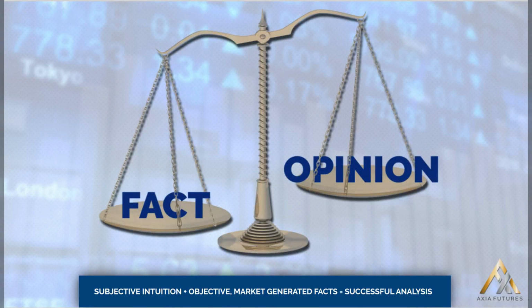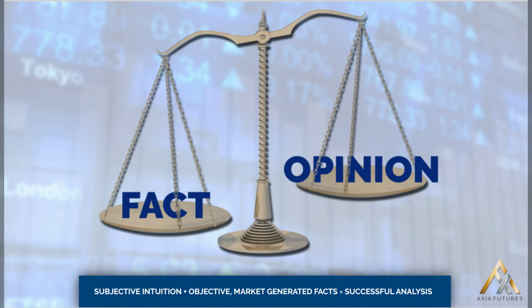So let's summarize subjective versus objective analysis. It's very simple. It's all about a balancing act. It's all about ensuring that subjective intuition plus objective market-generated facts equals successful analysis. Make sure you have a balance of the two. It's important to develop opinion, intuition, and understanding. These are the kind of things that give us edge, that give us trading strategy.